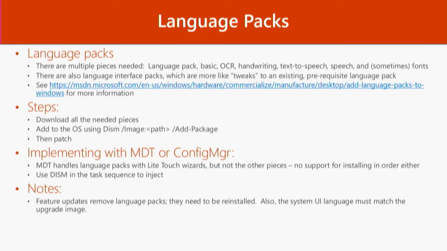We may need some OCR recognition capabilities, handwriting recognition, text-to-speech, speech recognition, all of those really to make Cortana and some of the other speech features work correctly. So we had to grab all of those for a particular language. So all right, where do I download them?